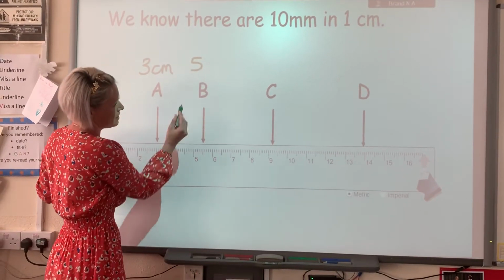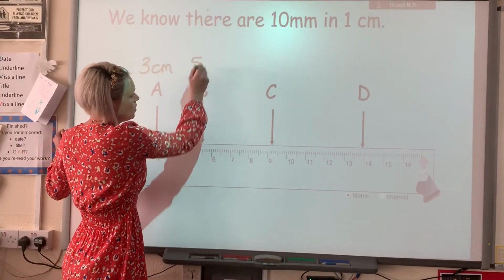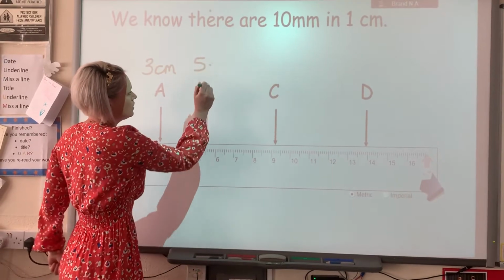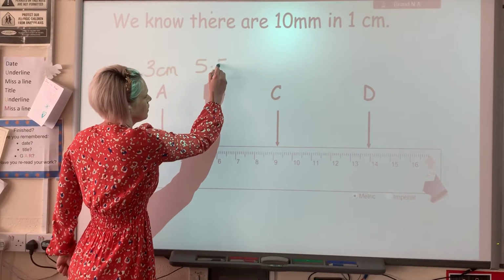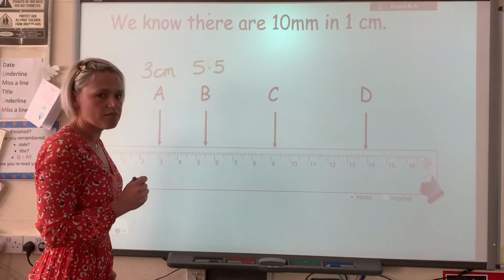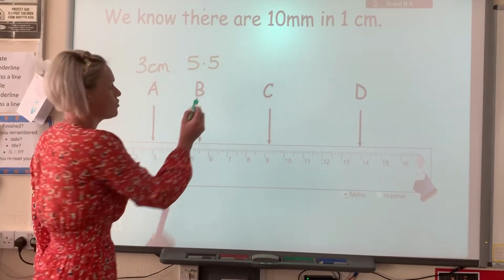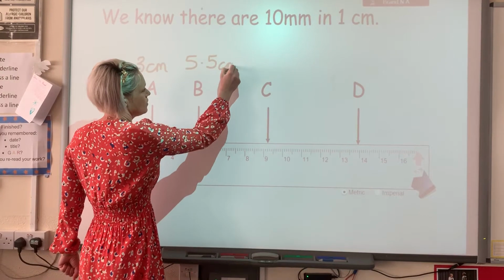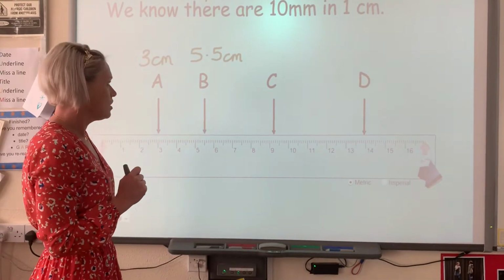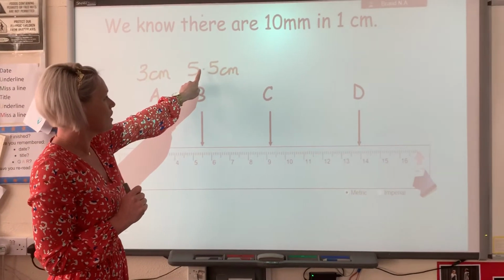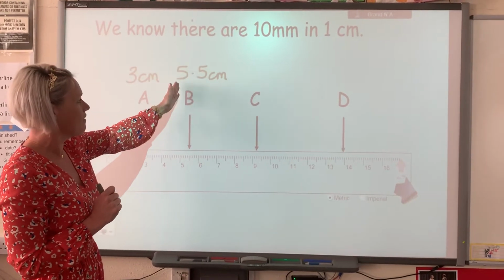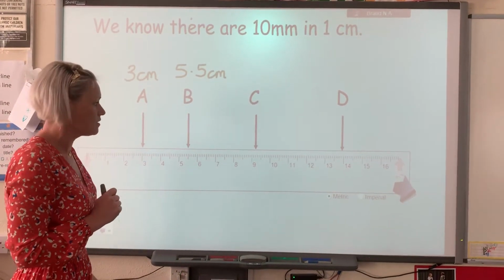So the way we write that is we've got 5 centimetres, we use a decimal point, and we've got 5 millimetres. Now what have I forgotten on there? That's right, it's my centimetres. You must remember to put your units on. So we've got 5 centimetres and we've got 5 millimetres, so we would say 5.5 centimetres.